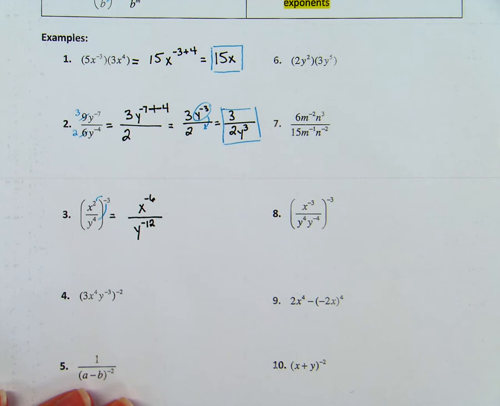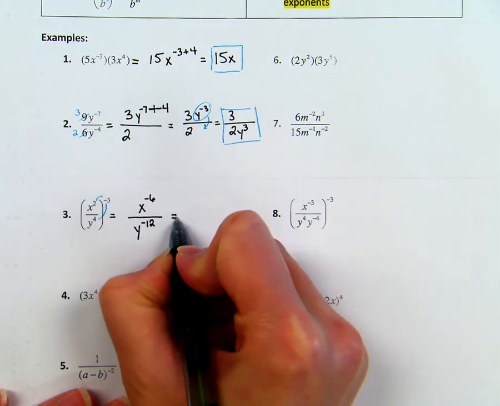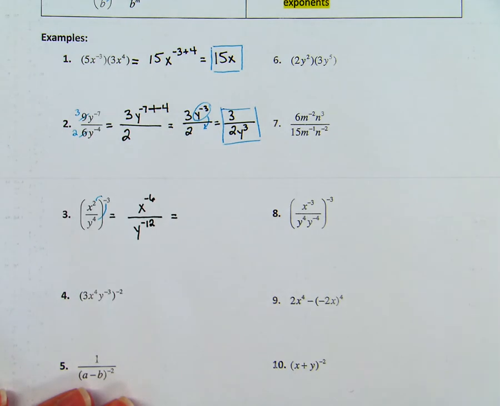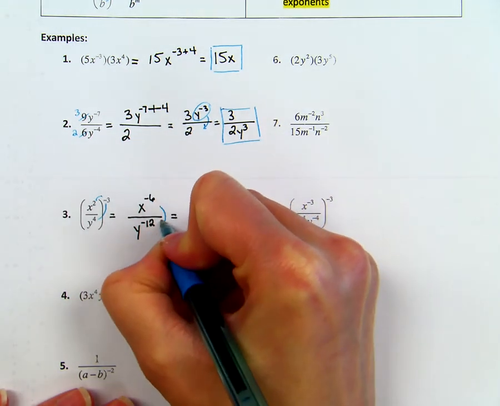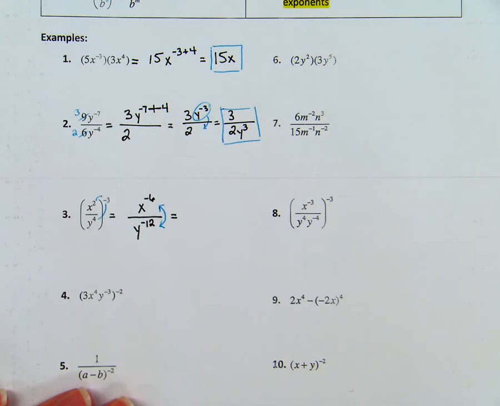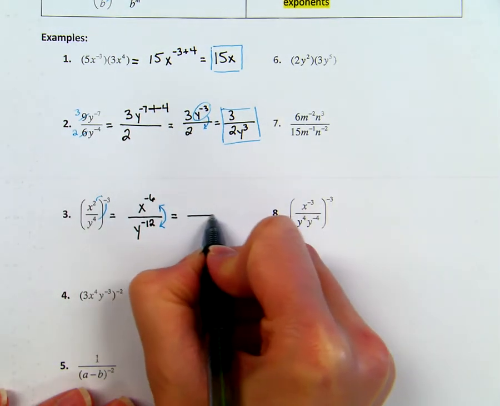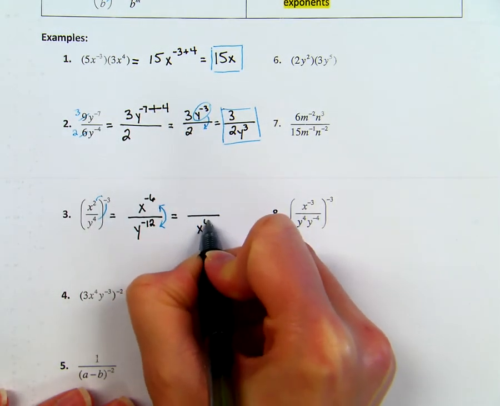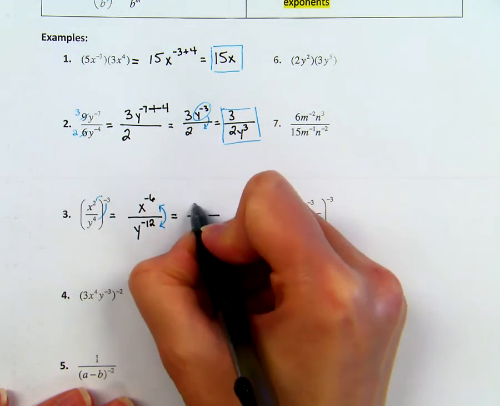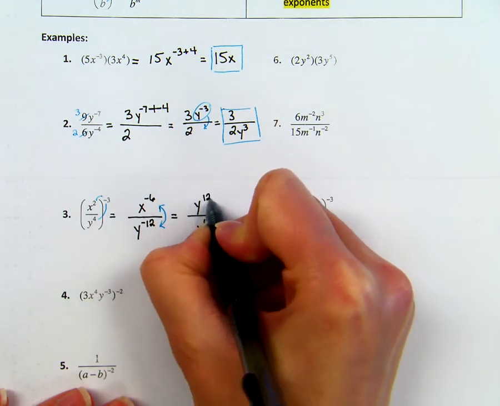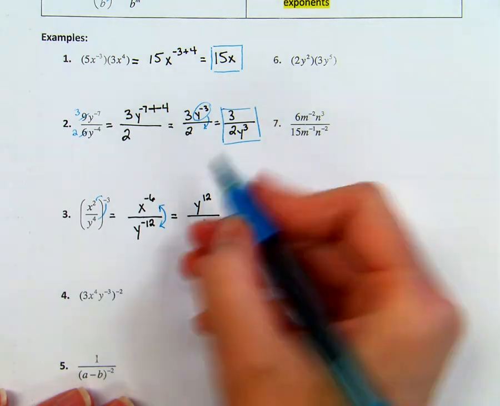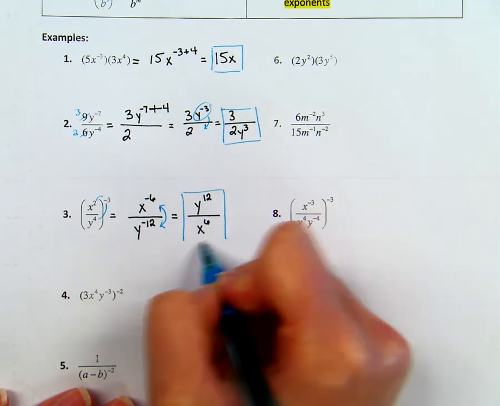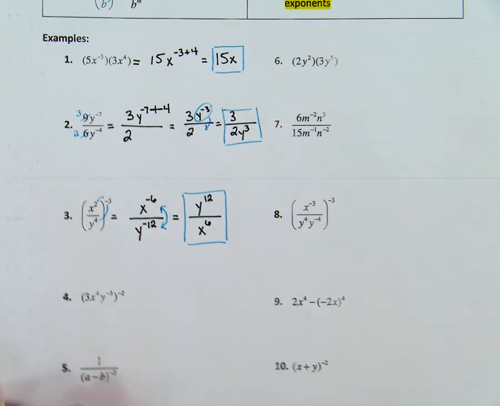Once again, in order to be fully simplified, we need positive exponents. Since both of these variables have negative exponents, we want to interchange those variables. The x will move to the bottom of the fraction, and its exponent will become positive. The y will move to the top of the fraction, and its exponent will become positive. Y to the 12th over x to the 6th will be our final answer.